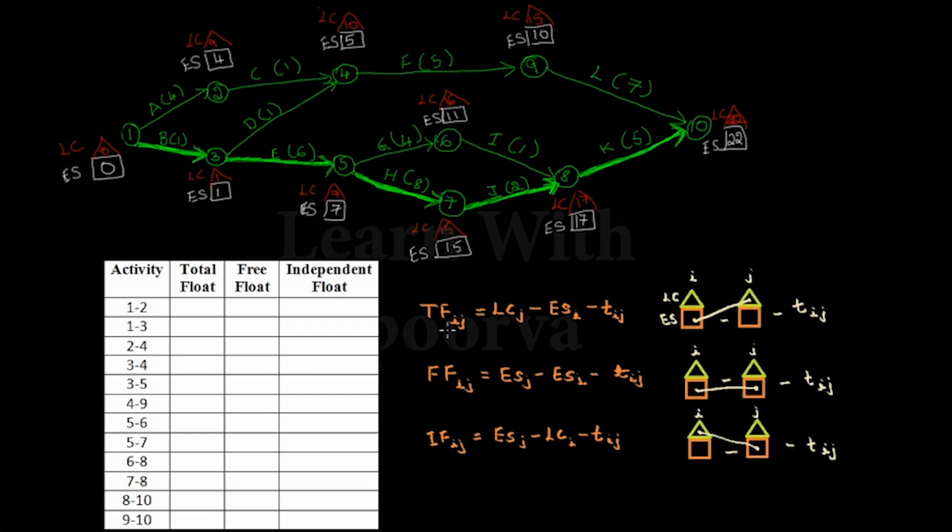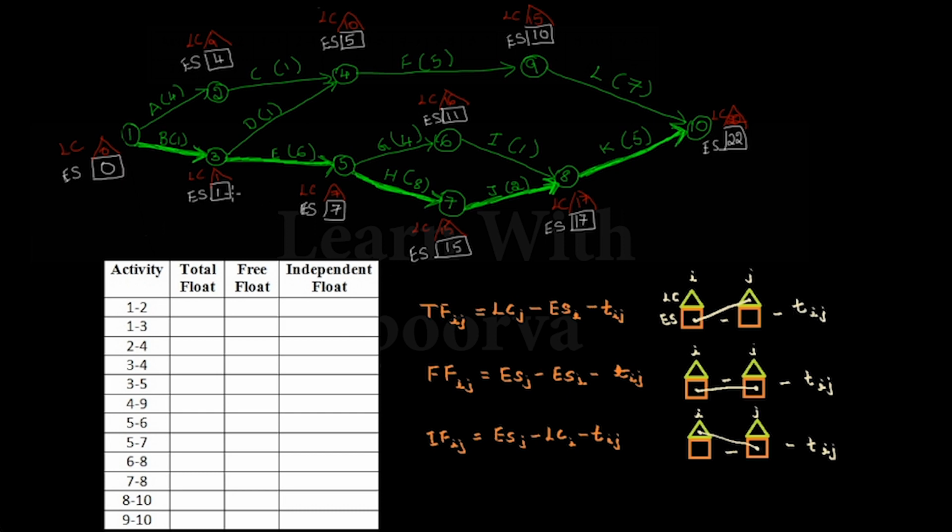First we will calculate the total float for all the activities. The activities are given here. The first activity is 1 to 2, that means we are considering the activity A, whose tail node is 1 and head node is 2. The formula is LC of j minus ES of i minus Tij. I have represented this formula in the form of a picture also here. For every node we have ES and LC. This is the ith node and this is the jth node. We take the difference of LC of j and ES of i, and again subtract the activity duration.